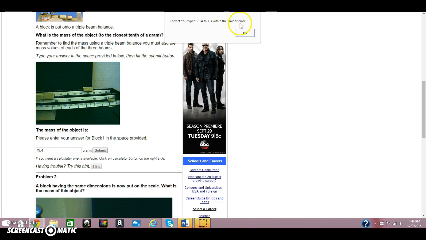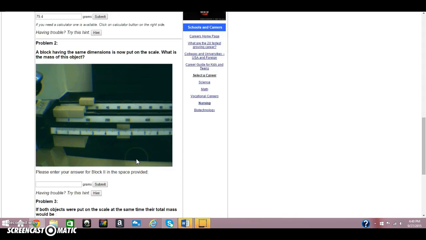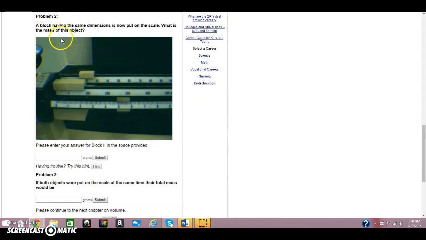This is within the limit of error. Okay. So if you got trouble figuring it out, just hit the hint button. Everyone has a hint button. And then problem 2 is exactly the same. You look at the weights on the triple beam scale to tell you what the number is for the mass in grams. You record it in your journal, you hit submit, you find out if you're right. If you have no clue what you're doing because it's somehow difficult for you, hit the hint button.